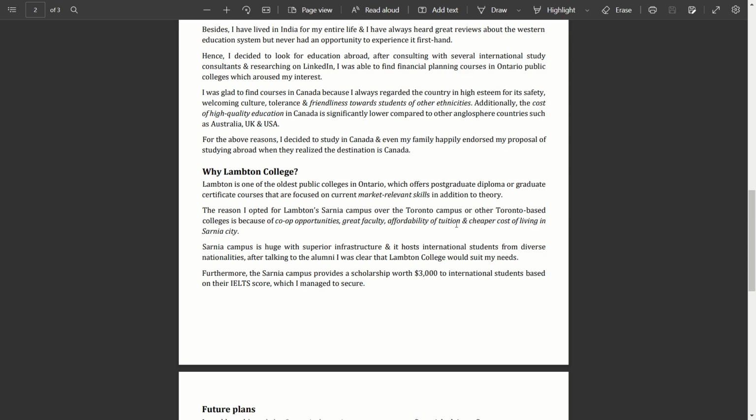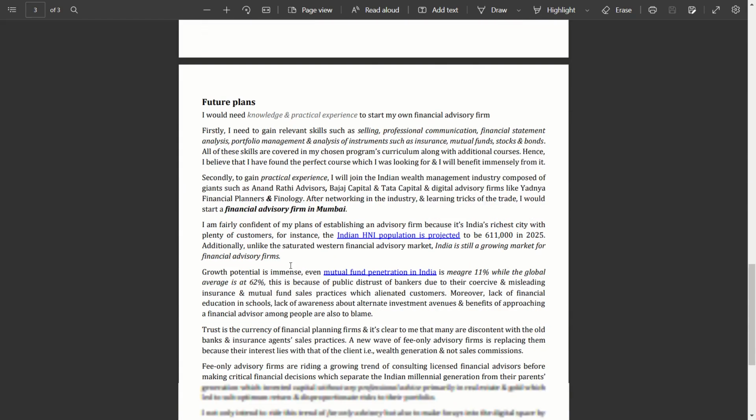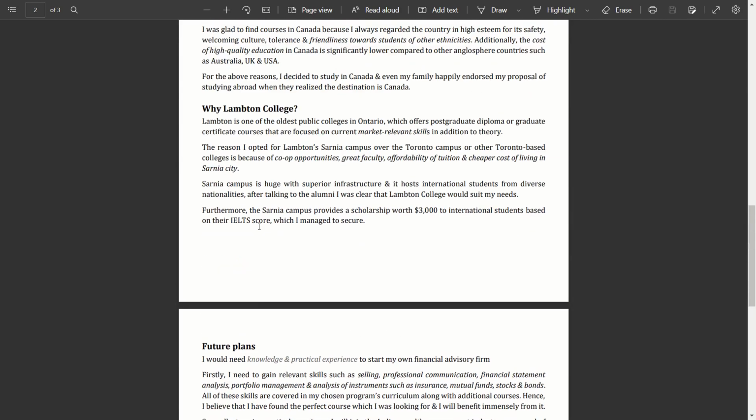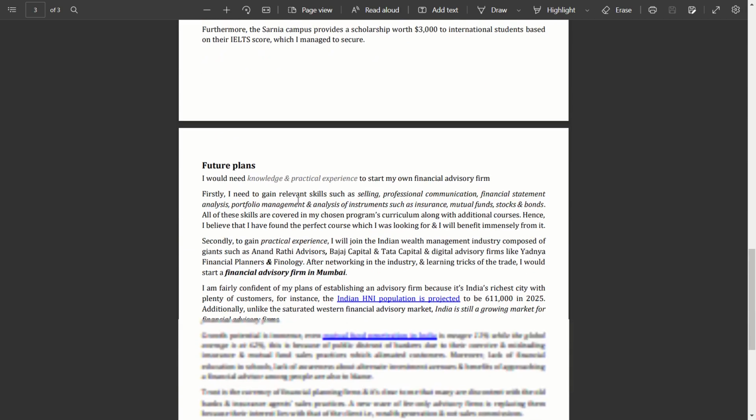You have to justify that as well. So now I'm saying that in Sarnia campus there are co-op opportunities, great faculty. The campus is huge. There are a lot of facilities, etc. And Sarnia is cheap anyway. I also got a $3,000 scholarship. So that is another reason for me to select that campus. So that justifies my college and campus.